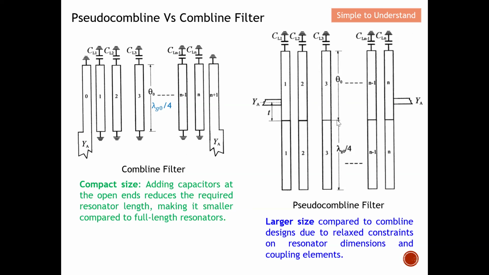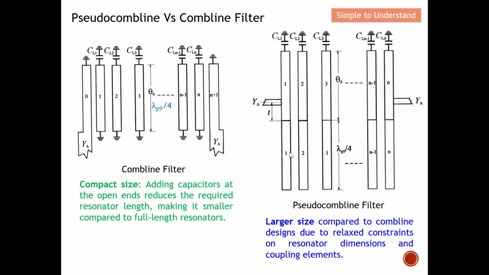So in short, because of the length of the transmission line, the pseudo-Combline is having a larger size when compared to the other method, which is the Combline filter. However, it has a clear distinct advantage. Basically, we have some form of relaxed constraint on resonator dimension and also coupling element, which means that we don't have so tight a coupling effect for this pseudo-Combline filter.